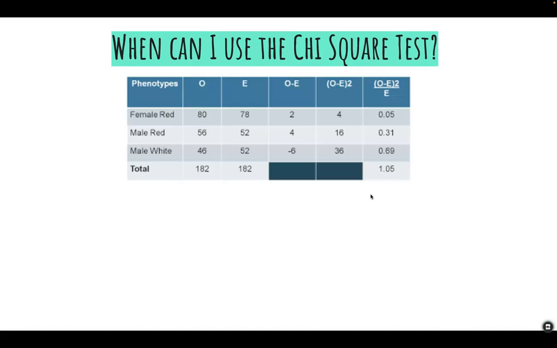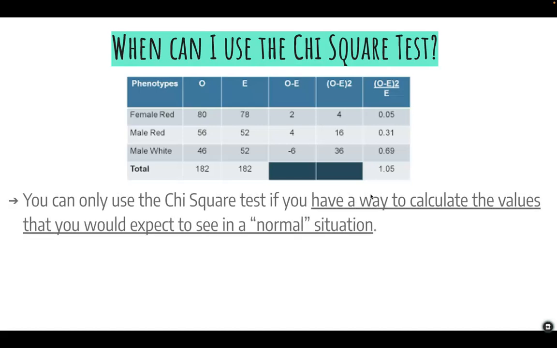So when can you use the chi-square? There are critical requirements here. You can only use the chi-square if you have a way to calculate the expected values in a normal situation. So here you can see that for genetics, you are able to expect a certain type of ratios using Mendel's laws. And so you can use the expected values to compare it to what you observed. So if you saw female red phenotypes and male red, and you're comparing it to male white, phenotypes being the physical characteristics, then you can compare that to your expected and see if there's a statistical significance or not.